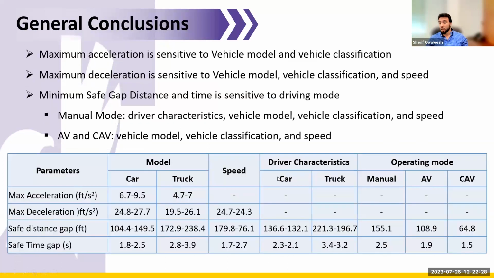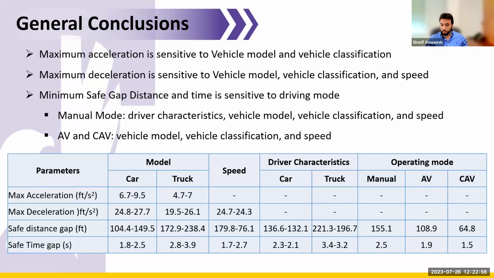These are some general conclusions and results obtained from the conducted vehicle simulation models. It was found that the maximum acceleration is sensitive to the vehicle model and vehicle classification. Also, the vehicle model, vehicle classification and speed would affect the maximum deceleration, and the minimum safe gap distance is sensitive to the driving mode, the different driving modes.